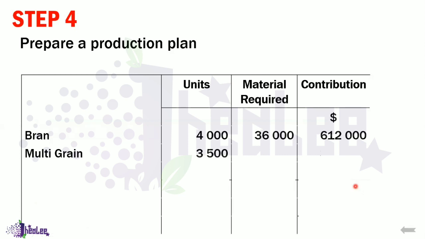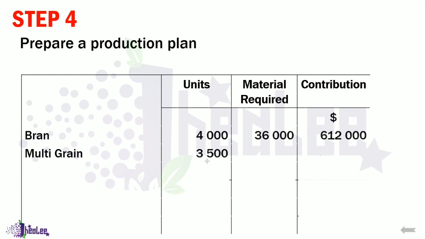Now onto the material required. Again, we have to ensure that we're not exceeding the 100,000 kg of the limiting factor, which is the yeast, the material that is available. So far, based on our production plan, we would have used up 36,000 kg of material. So what we have left is 64,000 kg of material remaining. Remember, we cannot exceed 100,000 kg of material.